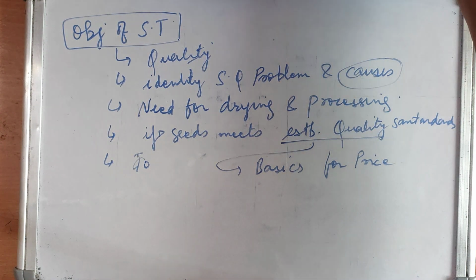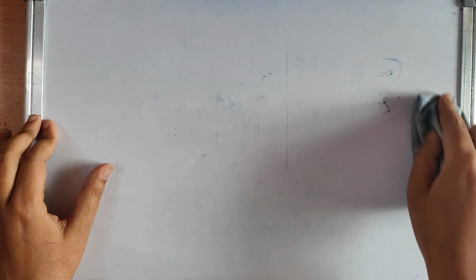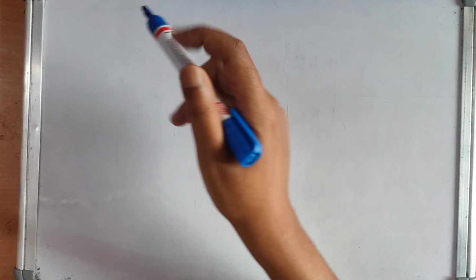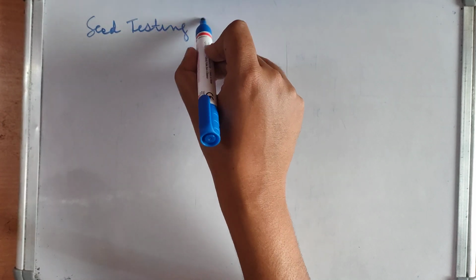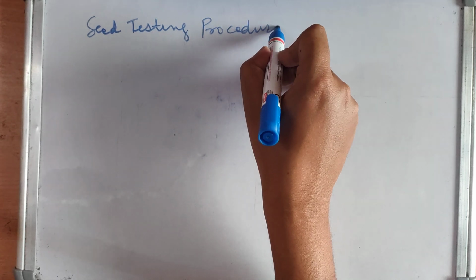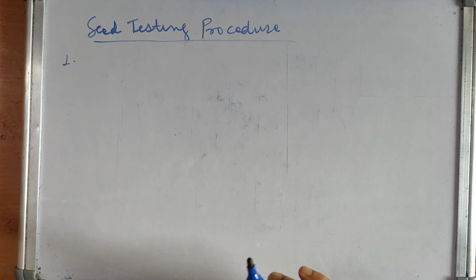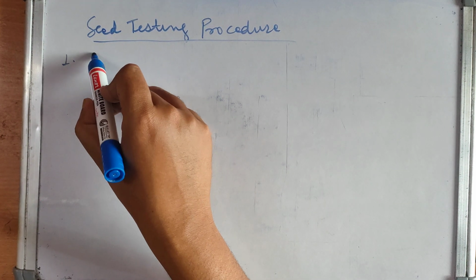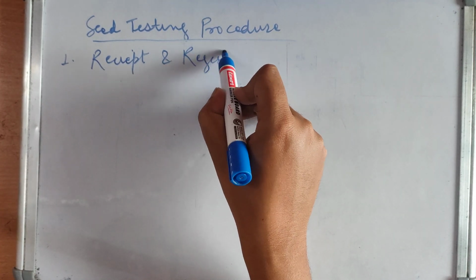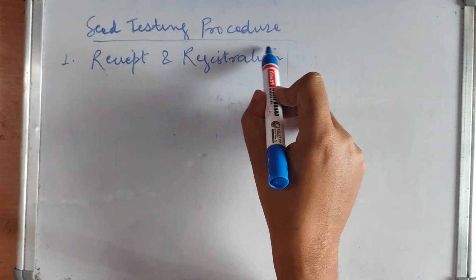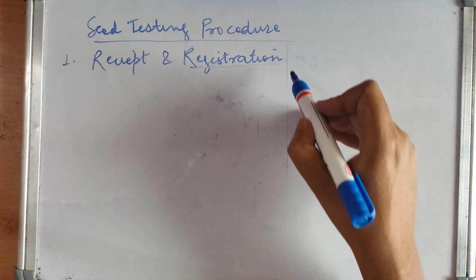Now we will move into the seed testing procedure, through which procedures we need to go for seed testing. First one is receipt and registration of seed samples. We have discussed registration and certification in detail in a previous lecture, so you must watch it.